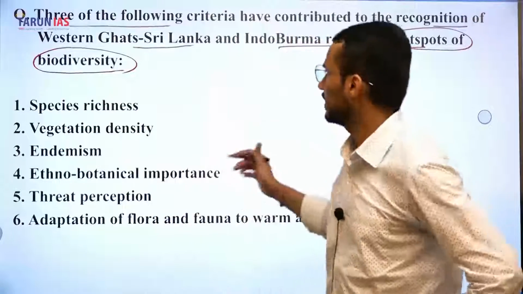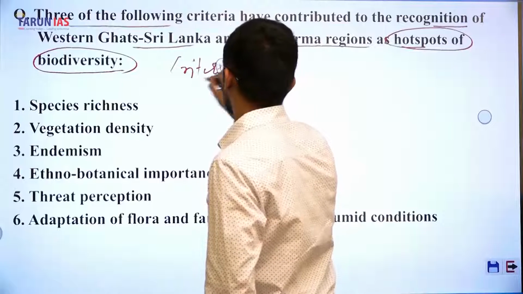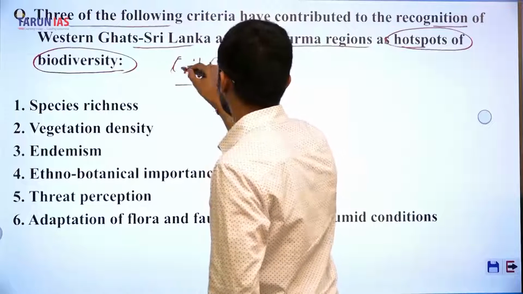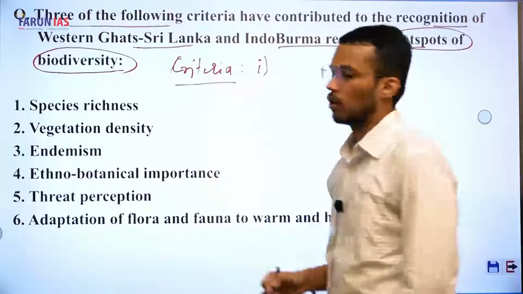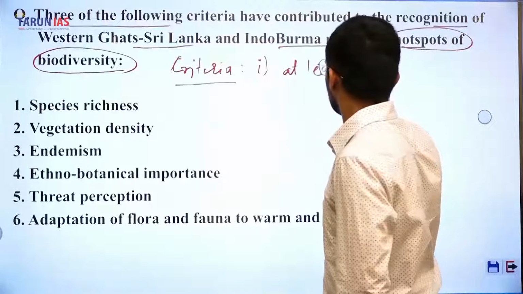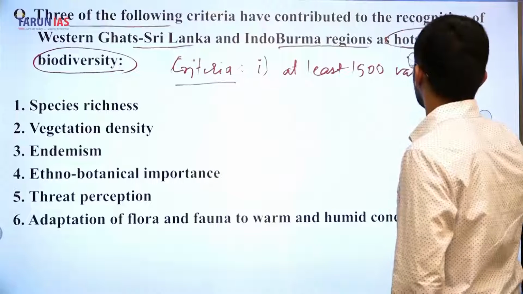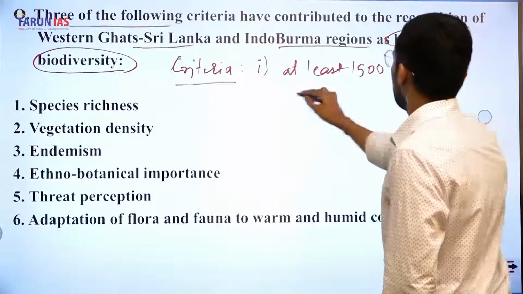Right? So, what are the criteria for a biodiversity hotspot? There are two prime criteria for a biodiversity hotspot, and they are: first, at least 1500 vascular plant species.